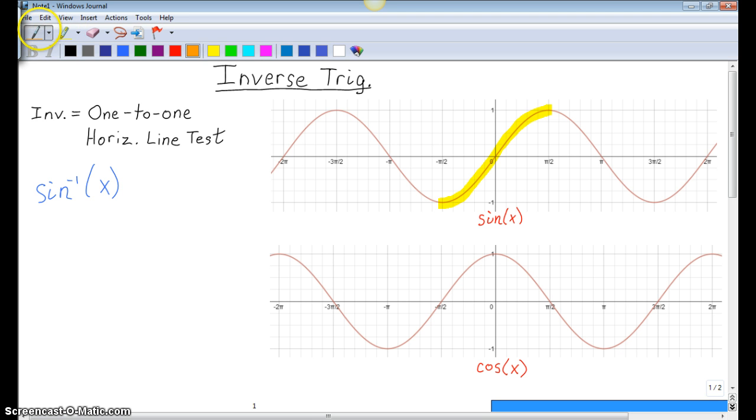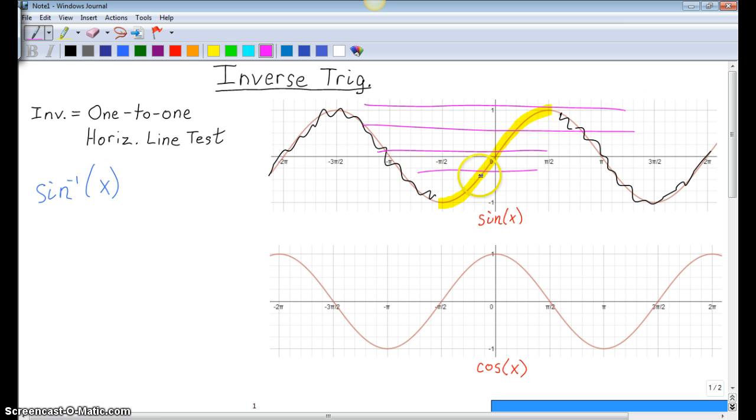Now, we're going to go back and scribble out the rest of our sine function. Pretend like it's not even there. All we're focusing on is the domain of the sine function from negative pi over 2 to pi over 2. Now if we do that, no matter where we draw our horizontal line, we're only getting one intersection with our sine curve.